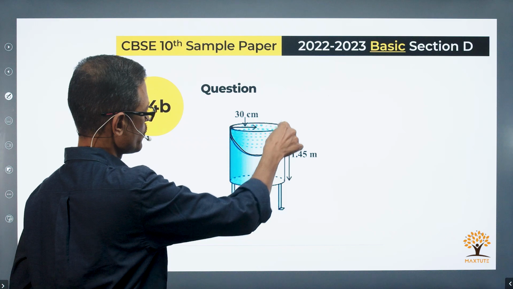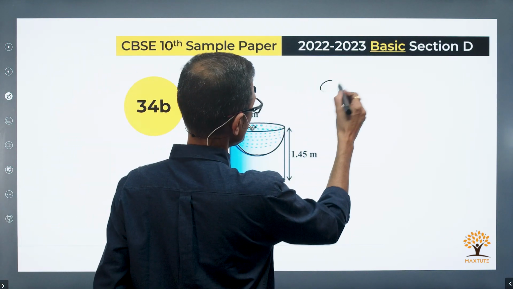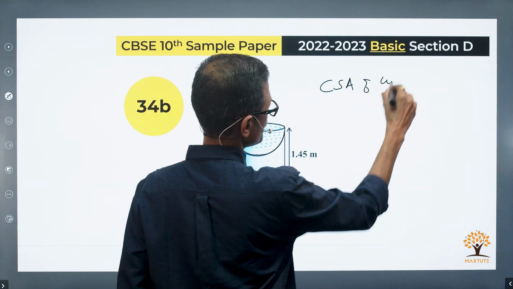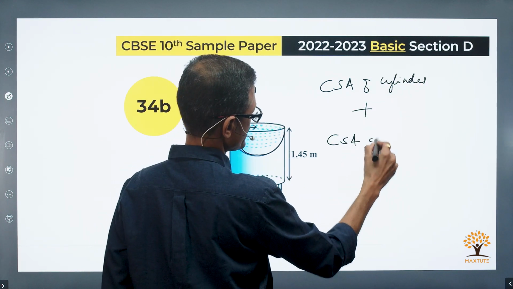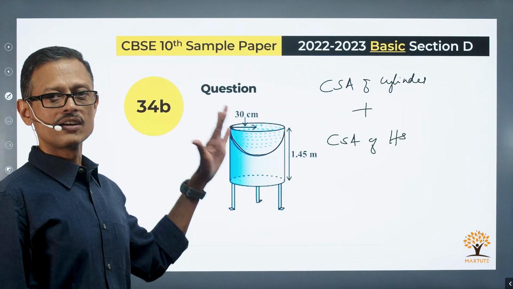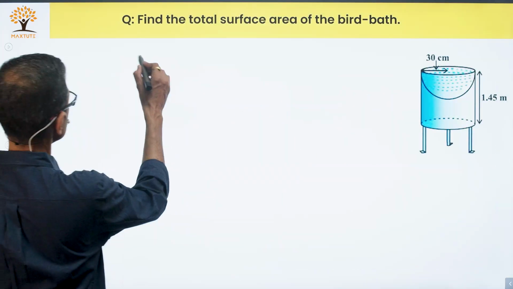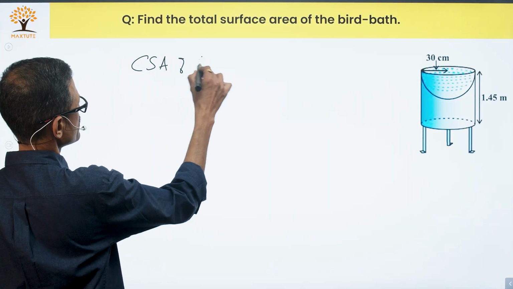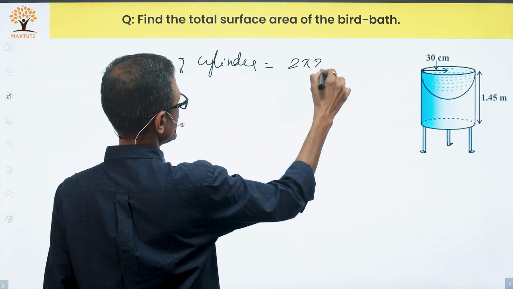So you're going to have a total surface area which is going to include 1 curved surface area of the cylinder. To that, we are going to add the curved surface area of the hemisphere. If we add these two, we'll essentially get the total surface area of the bird bath. Let's get started with the first part. Curved surface area of cylinder. The formula is equal to 2 pi r h.